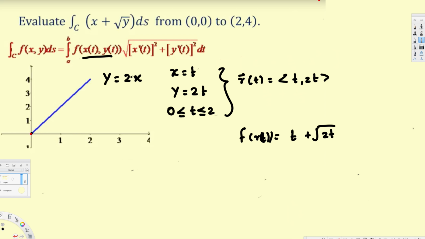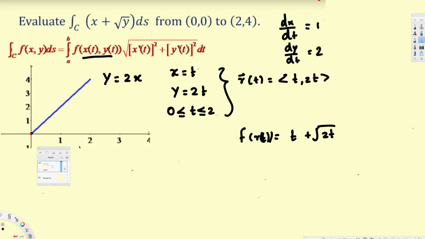Now we have to find the derivatives of x and y with respect to t in order to do this part. Let's take the derivative dx by dt, and if you do the derivative with respect to t, this is going to be just 1, and dy by dt is going to be just 2. Now we have everything. We can go ahead and write our integral equation. Now the integration is going to go over the t region, so that's 0 to 2. 0 to 2 is the limits of integration.